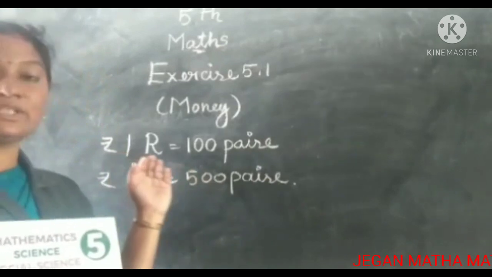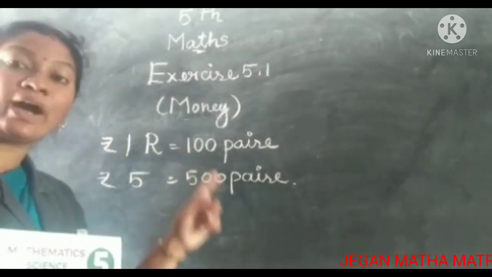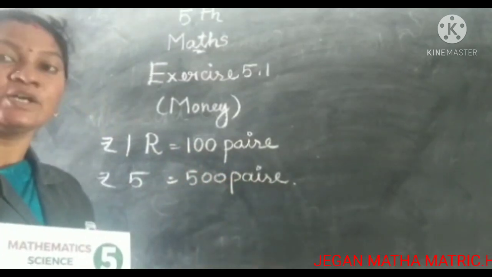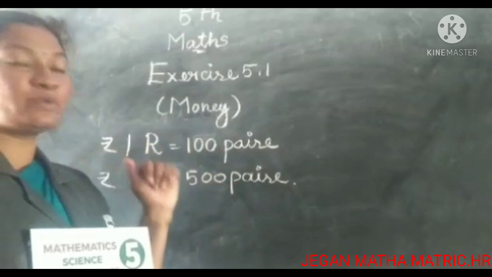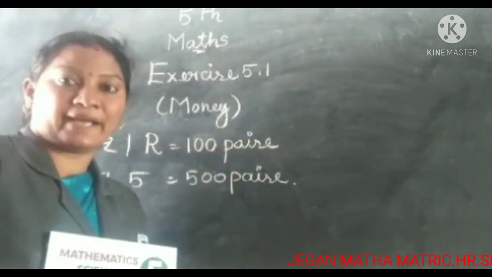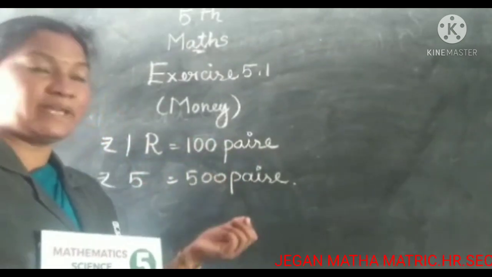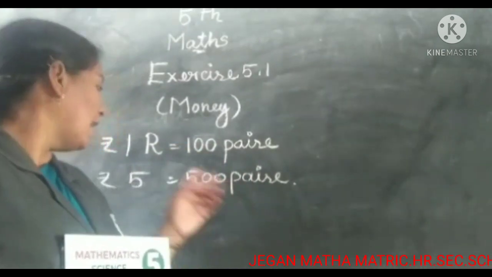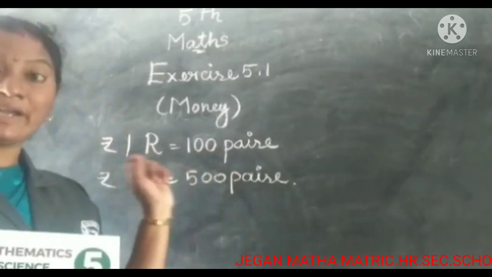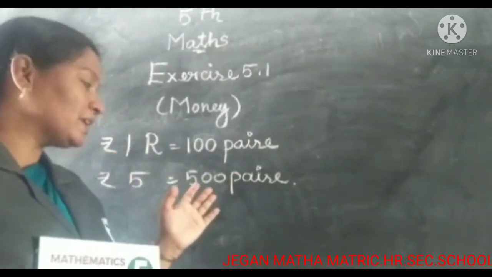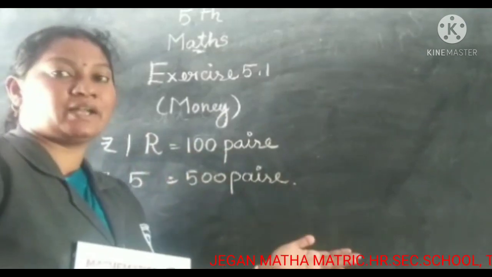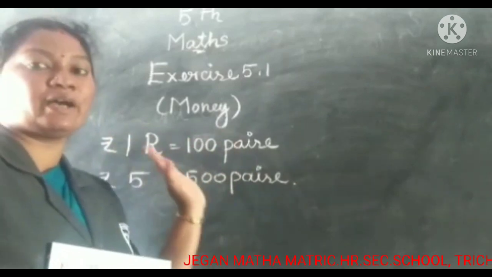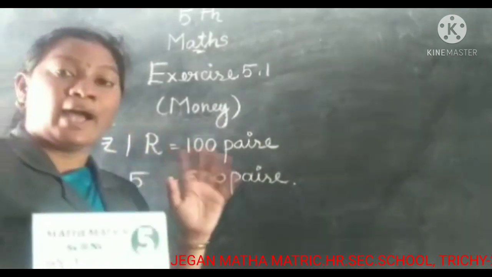So first you know that 1 rupee equals 100 paise. The basic unit of measurement of money is rupees and paise. The rupee is the basic unit and the standard unit of the currency, and 1 rupee equals 100 paise. Therefore 5 rupees equals 5 multiplied by 100, which is 500 paise. So the basic concept: 1 rupee equals 100 paise.